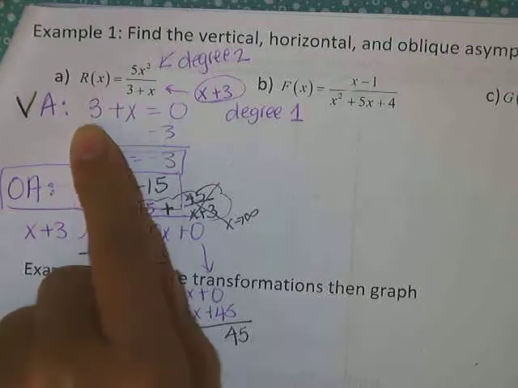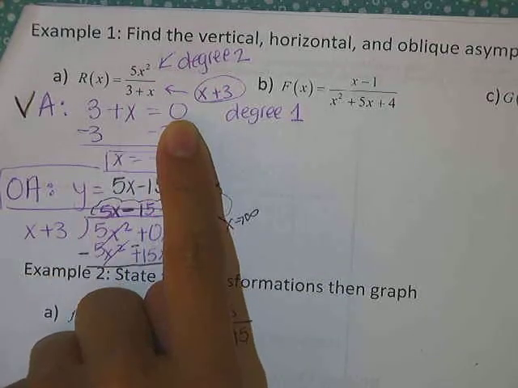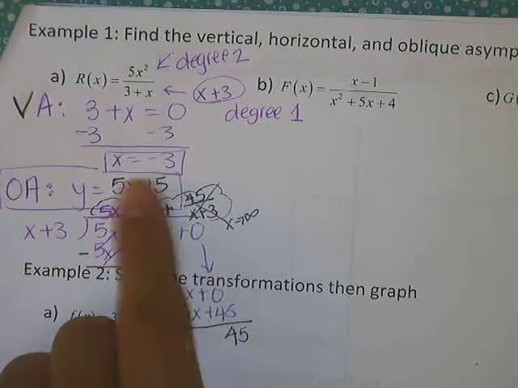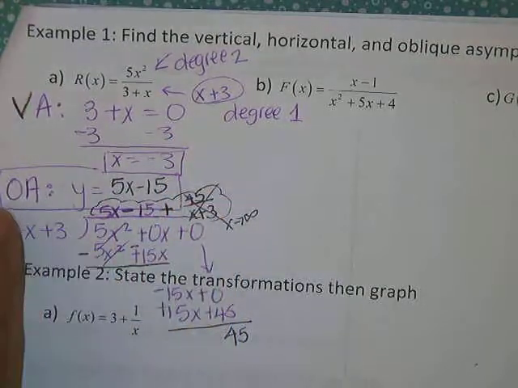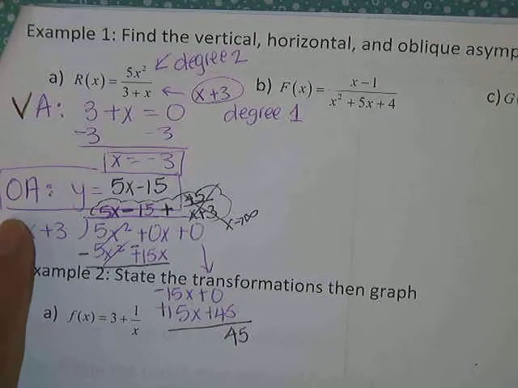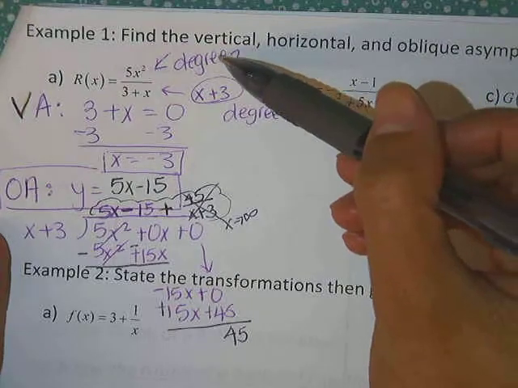So first, let's recap. Your VA, which is your denominator, because the denominator can never ever be 0, we're going to take the denominator and set it equal to 0. So this is where we draw our vertical asymptote line. So the vertical asymptote line is at x equals negative 3.